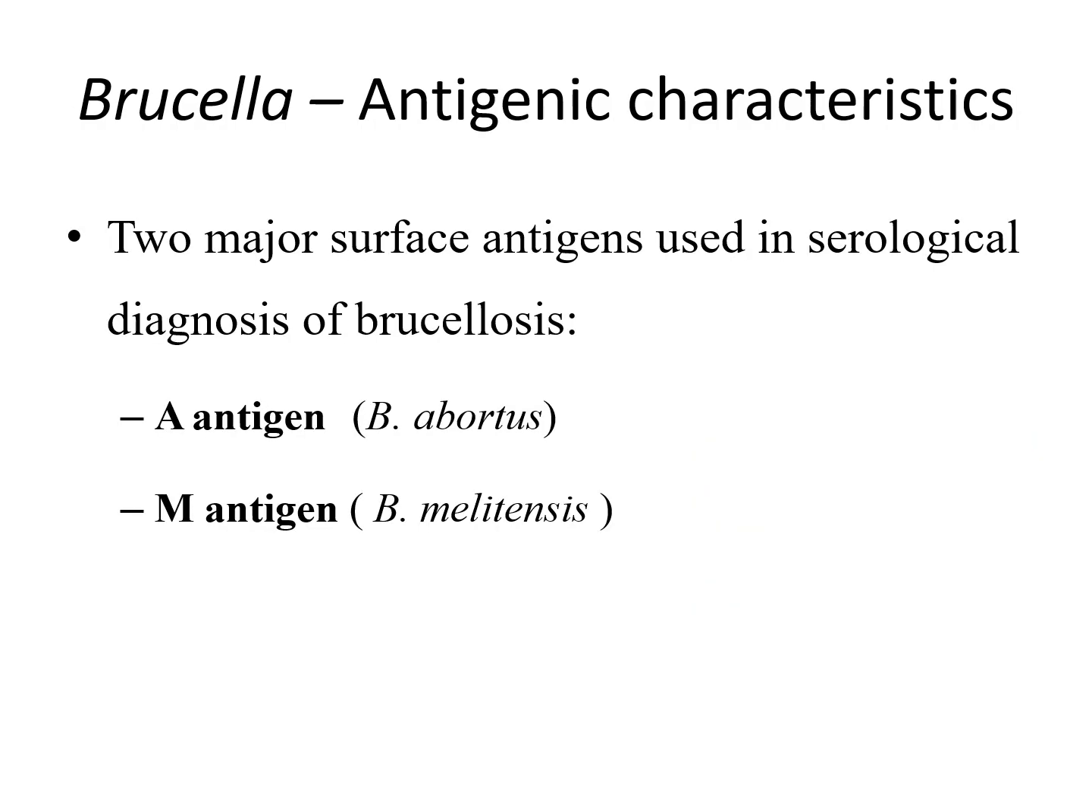For diagnosis, especially serological diagnosis, we look at the antigenic structure. There are two major surface antigens, the A antigen, which is predominant in Brucella abortus, and the M antigen, which is predominant in Brucella melitensis. The balance of these antigens helps in identifying the species.